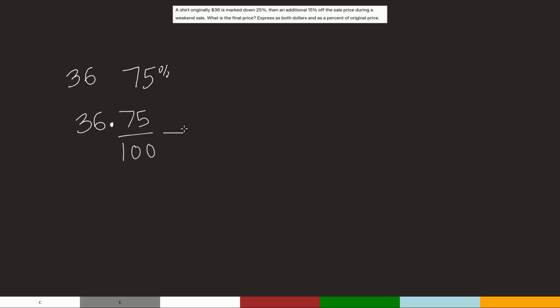75 over 100 is the same thing as 3/4. So 36 times 3/4. And then let's reduce the top and bottom by 4. So 36 divided by 4, 4 divided by 4. So 4 divided by 4 cancels out, just 1. And then 36 divided by 4 is a 9. So 9 times 3. So the $36 shirt marked down 25% would be $27.